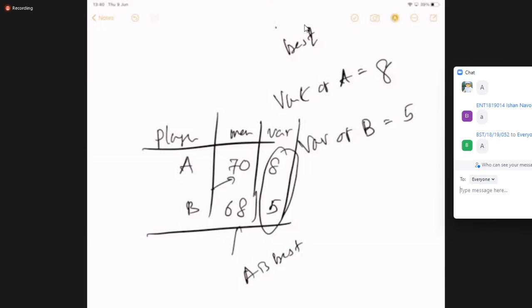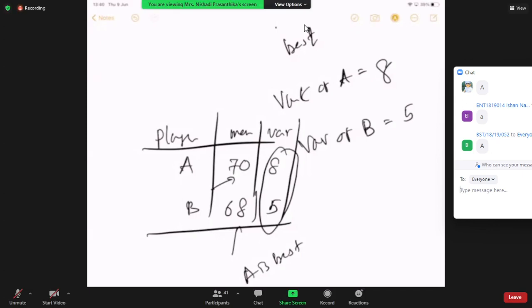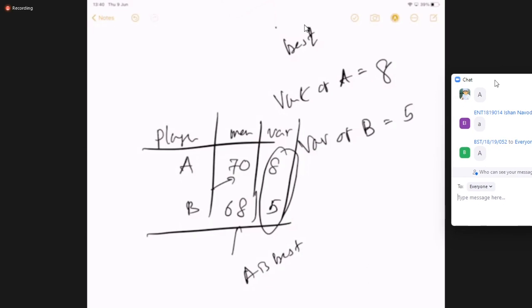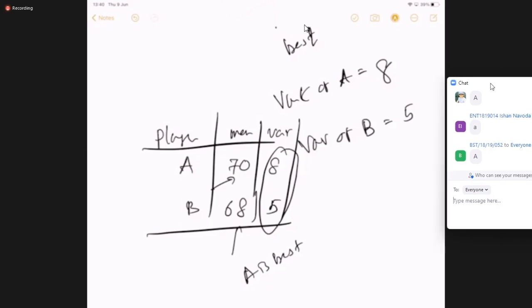Consistent. Consistency means he or she should have less variability. His variability should be minimum. If he is consistent, he should have less variability.